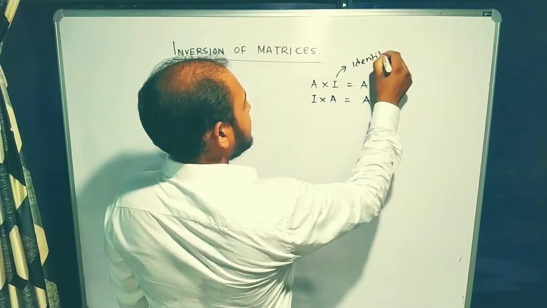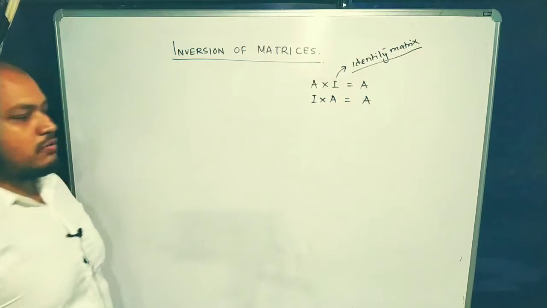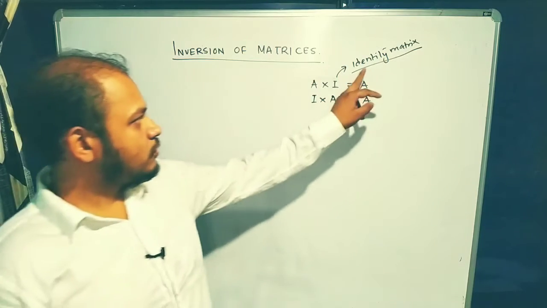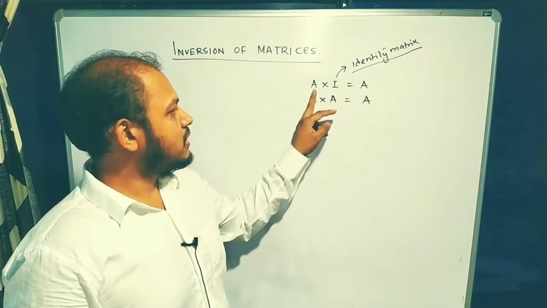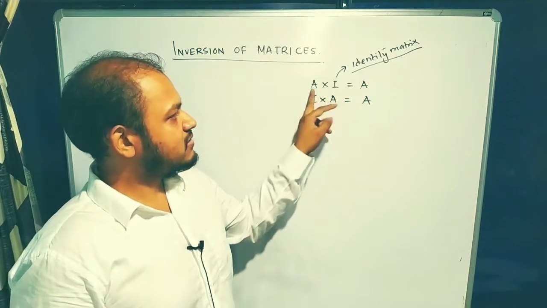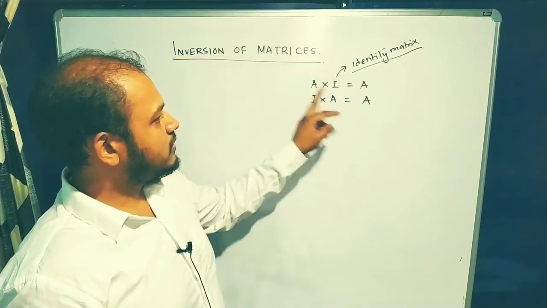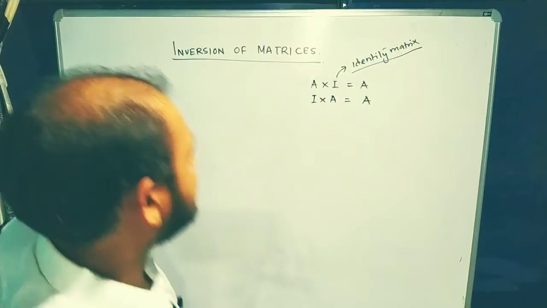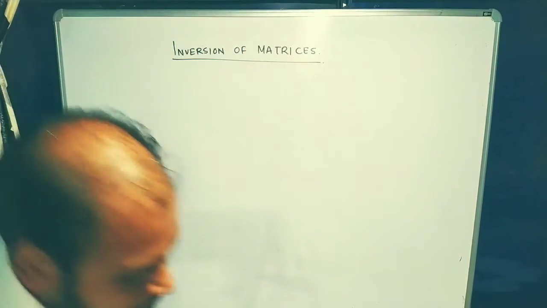We call it an identity matrix because whenever we multiply this matrix with any square matrix of the same order, we get the same matrix. It does not matter whether you multiply it or not, it will be the same matrix. Utilizing this property, we see that some of the matrices can be inverted.